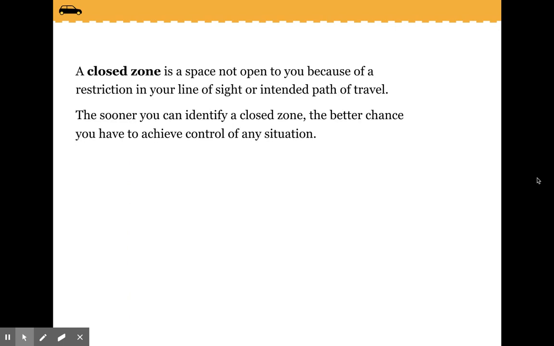A closed zone is a space not open to you because of restriction in your line of sight or your intended path of travel. The sooner you can identify a closed zone, the better chance you have to achieve control of any situation.